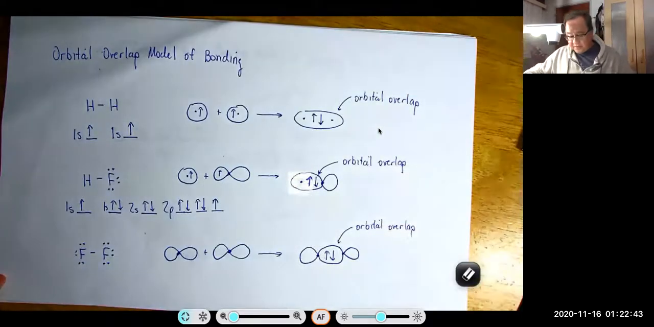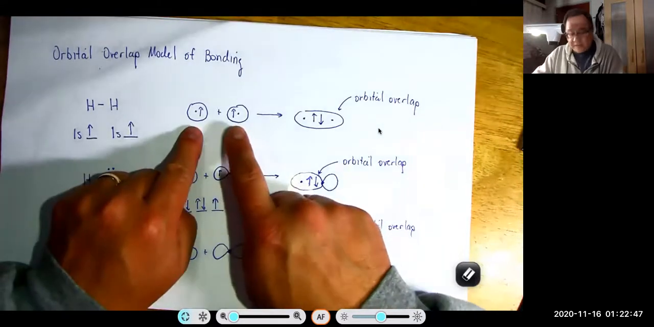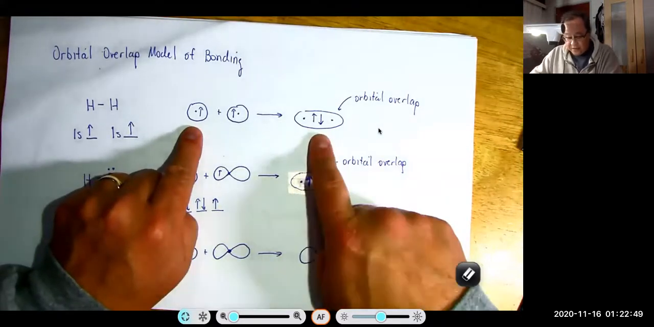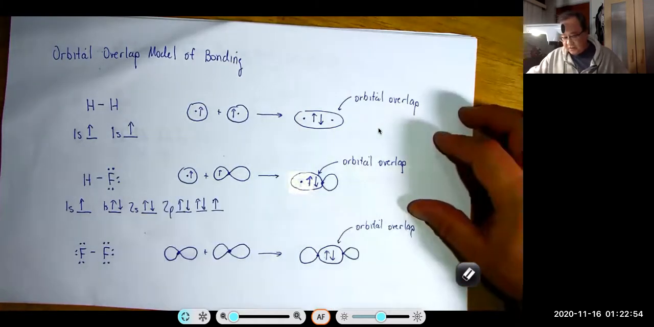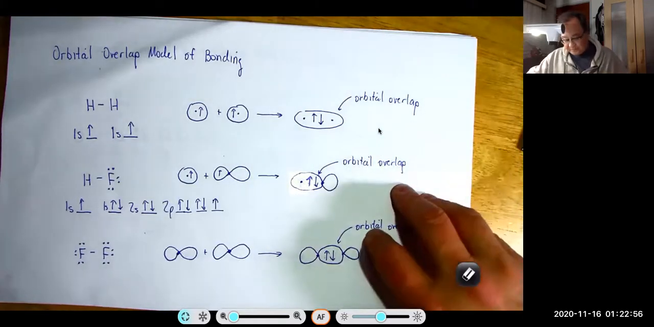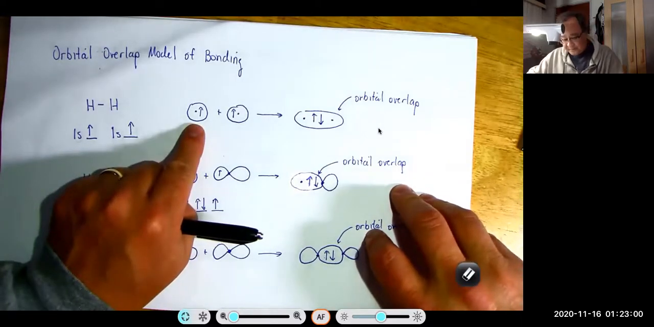So that'll help you to understand what's going on here when you have two orbitals. This is a 1s and a 1s. They overlap, and you have a bonding orbital from the two orbitals. Now, this is called an atomic orbital because it's on one atom.